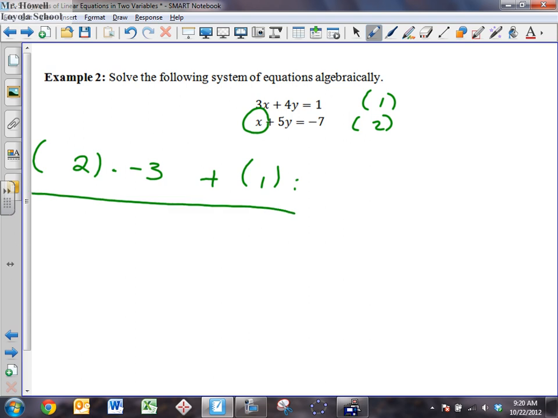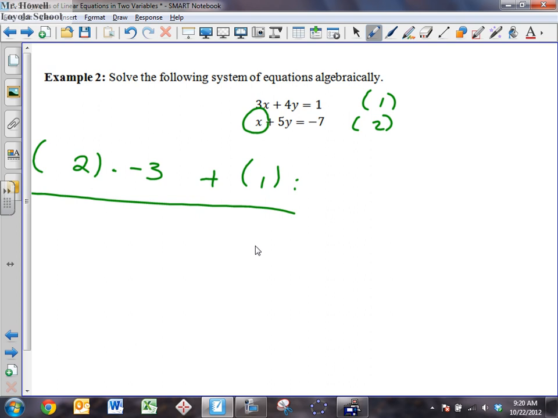That's what I call my command. In computer coding or computer engineering, you have what are called commands. This is your command. You're taking the second equation, you're multiplying by a constant of -3, and you're adding it to the first equation. So I'm going to write that out now.